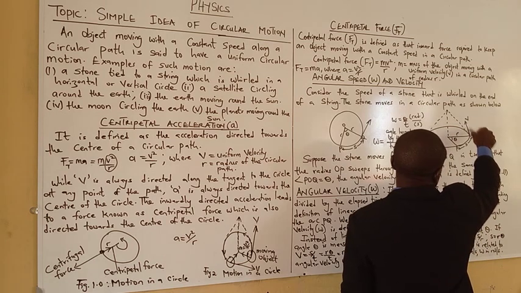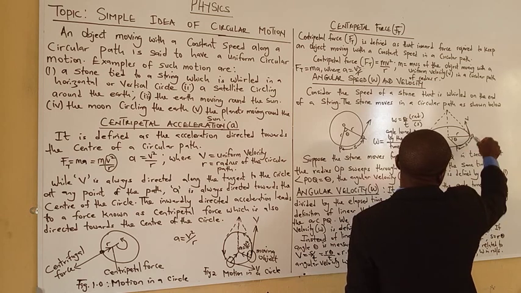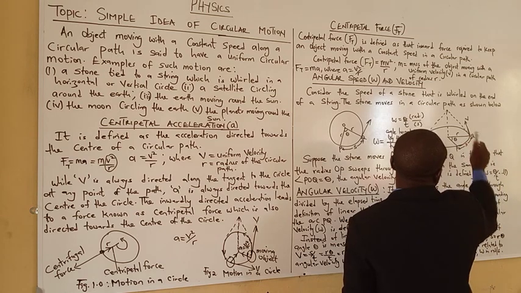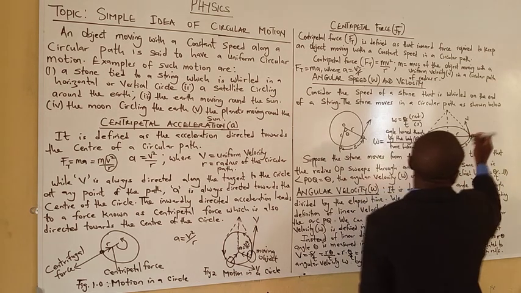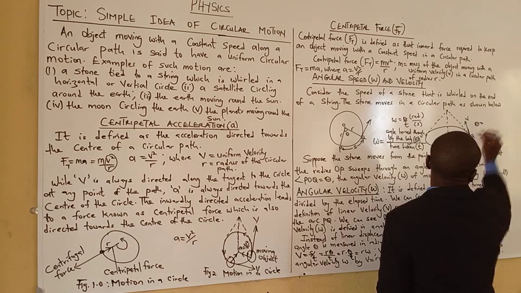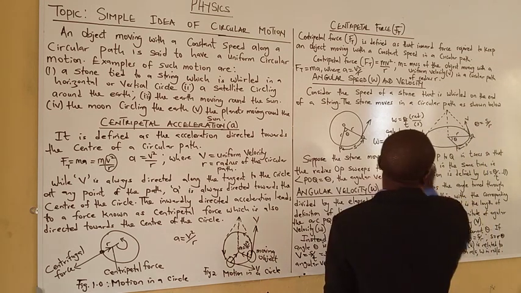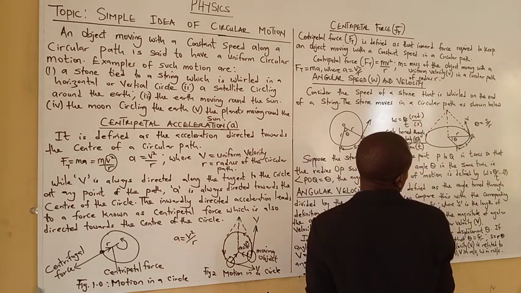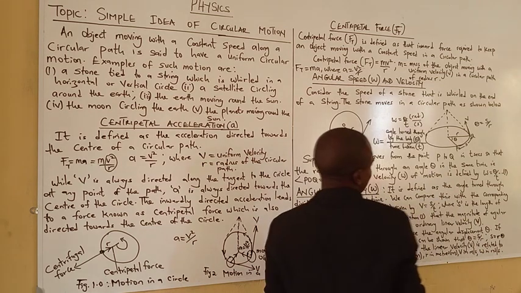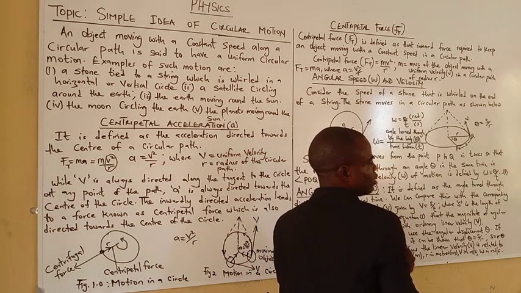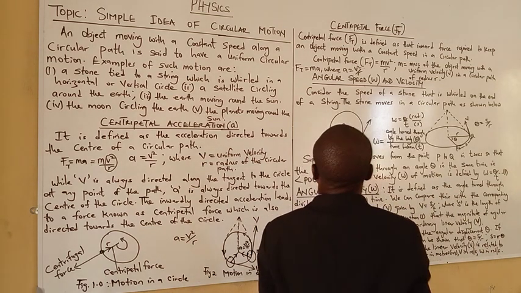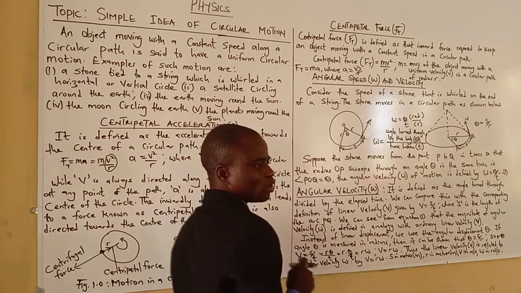The velocity is tangent to the circle. You can see the distance at which it moves, S, and your theta. From here now, don't forget that your theta will be the distance S over R. Your theta is S over R, where W is theta over T. Is that okay? Please, these are very, very important formulas in circular motion. Please take note of this.